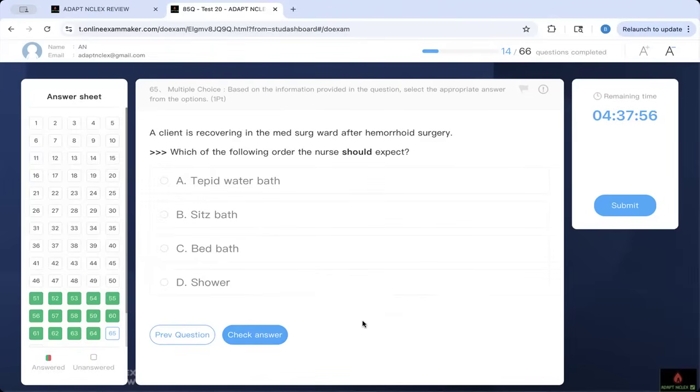Thank you for getting to the end. But this is the last question. The client is recovering in the postpartum ward after hemorrhoid surgery. Which of the following orders should the nurse expect? Hemorrhoid surgery affects your perineum. If your perineum is burning, what are you going to do to help with the pain? Tepid water, sitz bath, bed bath, shower, of course, sitz bath. This helps relax the muscle and helps with that.